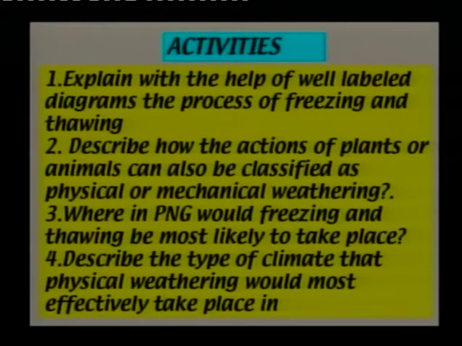I've already explained to you, I've shown you some examples. It is now your turn to actually construct your diagrams and also explain what is actually happening with those diagrams you construct. Number 2, describe how the actions of plants or animals can also be classified as physical or mechanical weathering. Number 3, where in Papua New Guinea would freezing and thawing be most likely to take place? And finally, number 4, describe the type of climate that physical weathering would most effectively take place in.